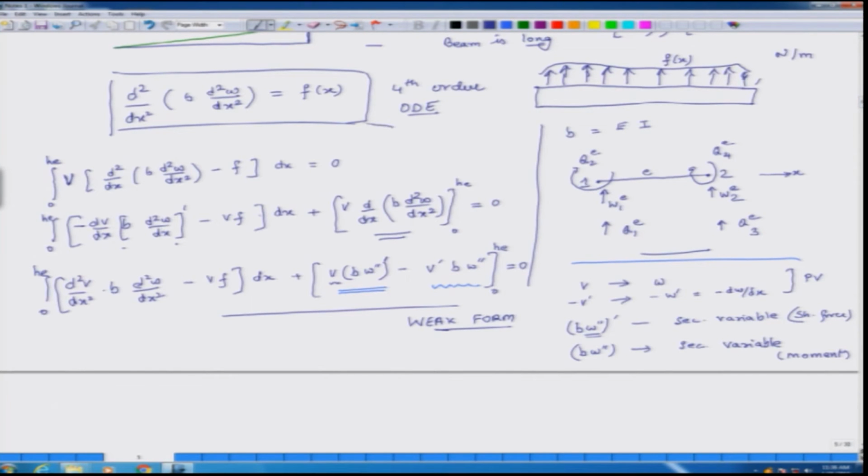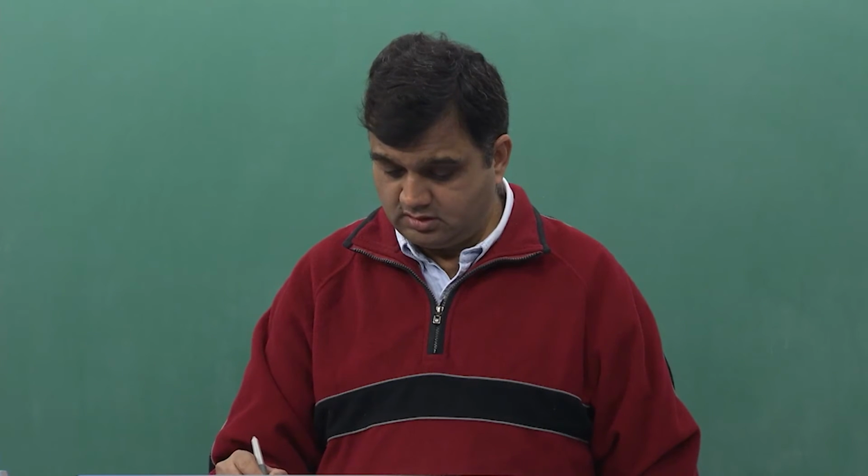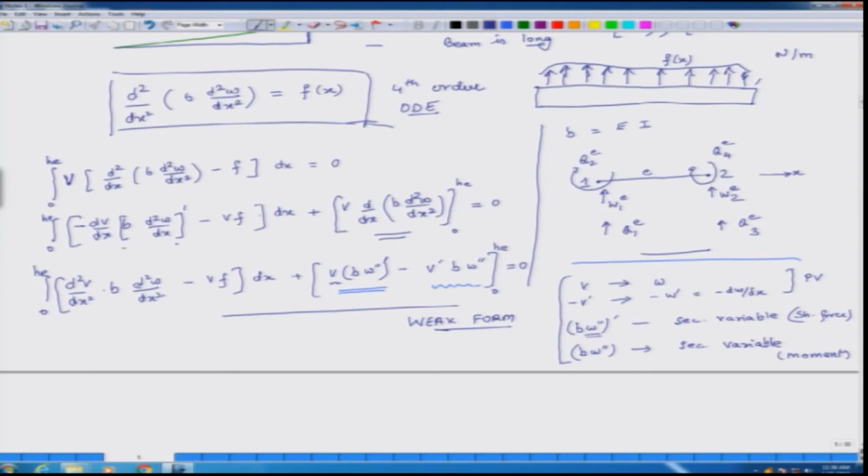When I integrate this differential equation, because it is fourth order, I will get four constants, and those four constants can be determined if I know four conditions, which can be either W or W prime or B W prime prime or the shear force. I have to know four conditions using which I can calculate those constants.